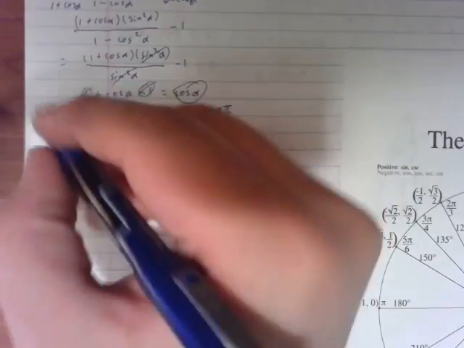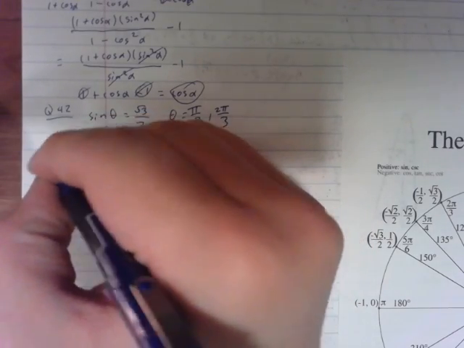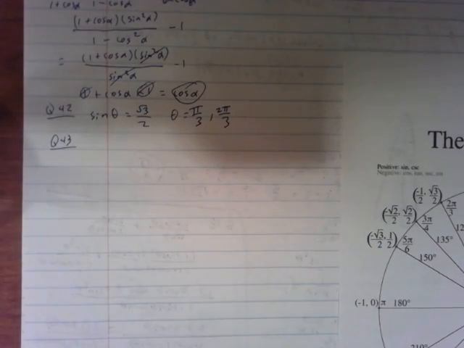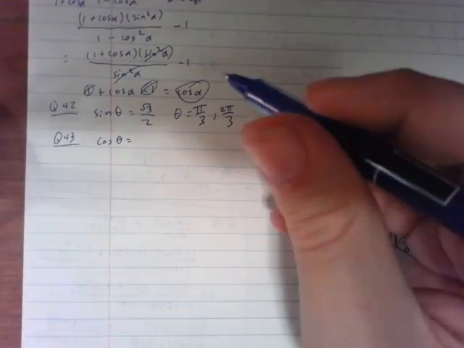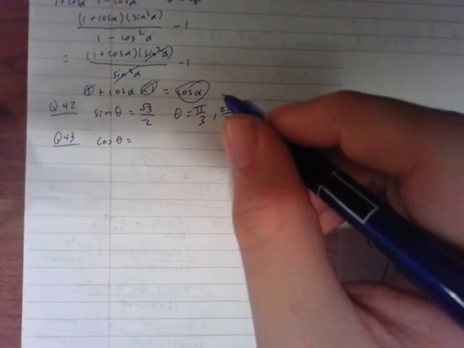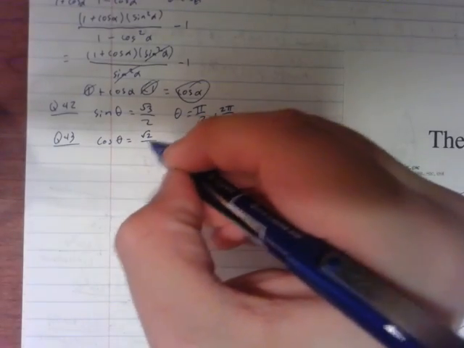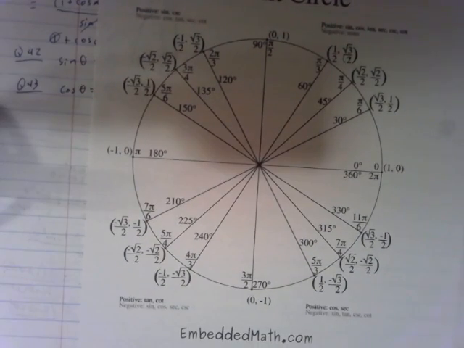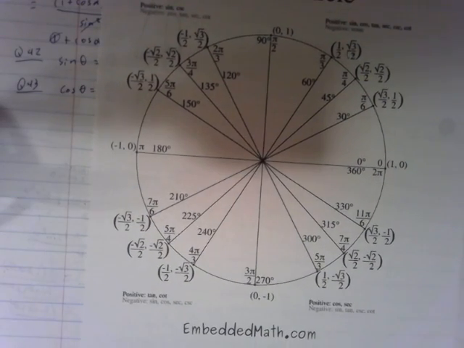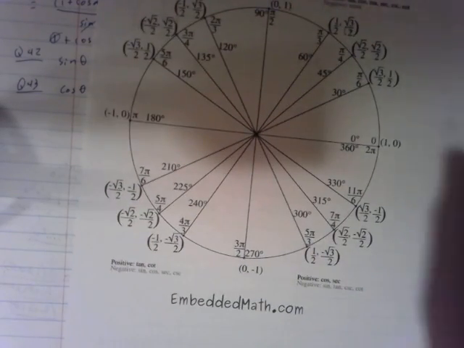Alright, so question 43. So here we have cosine of theta is equal to root 2 over 2. Now we're just going to find the values of theta. So we want to find where cosine is root 2 over 2.